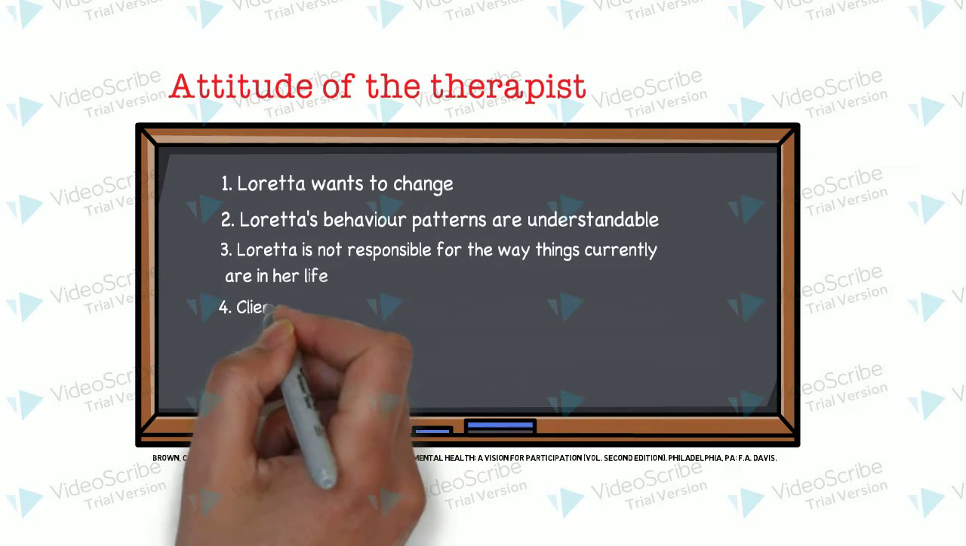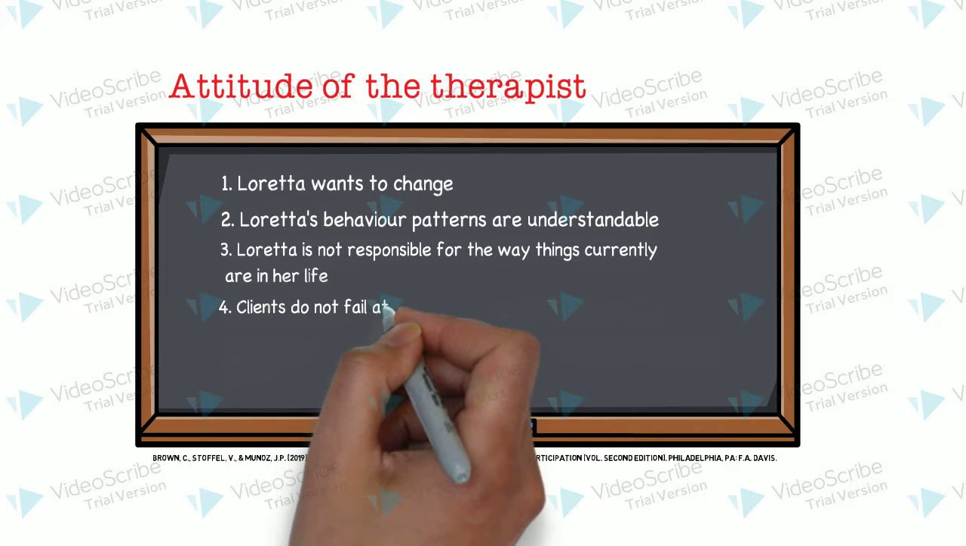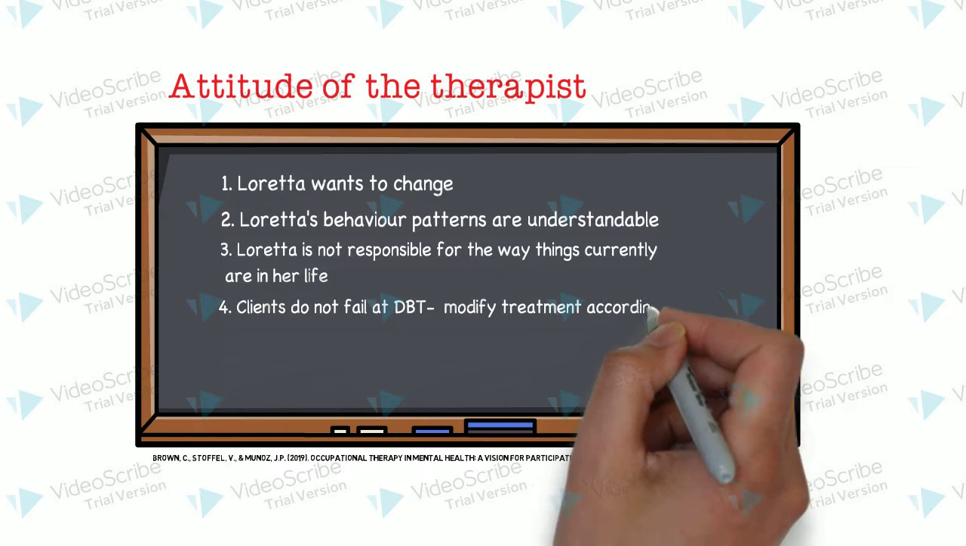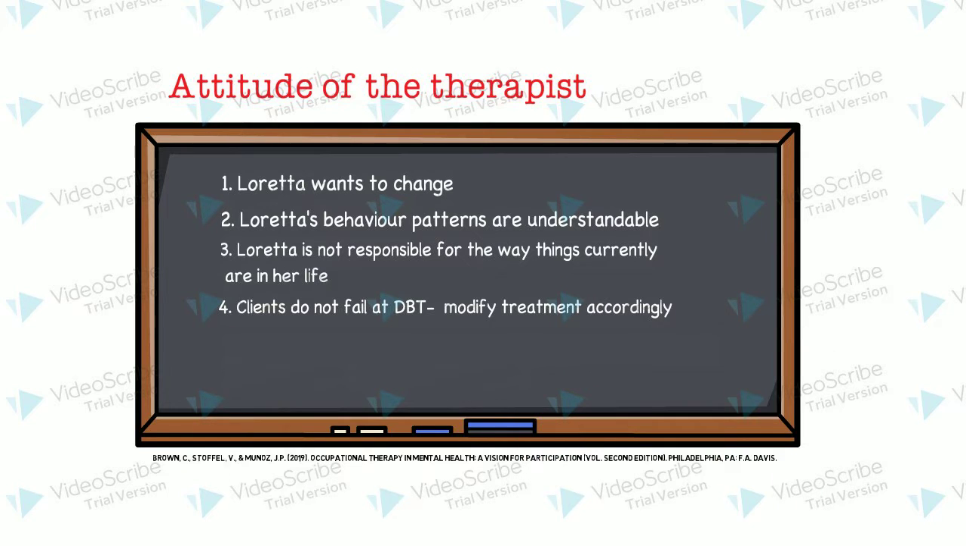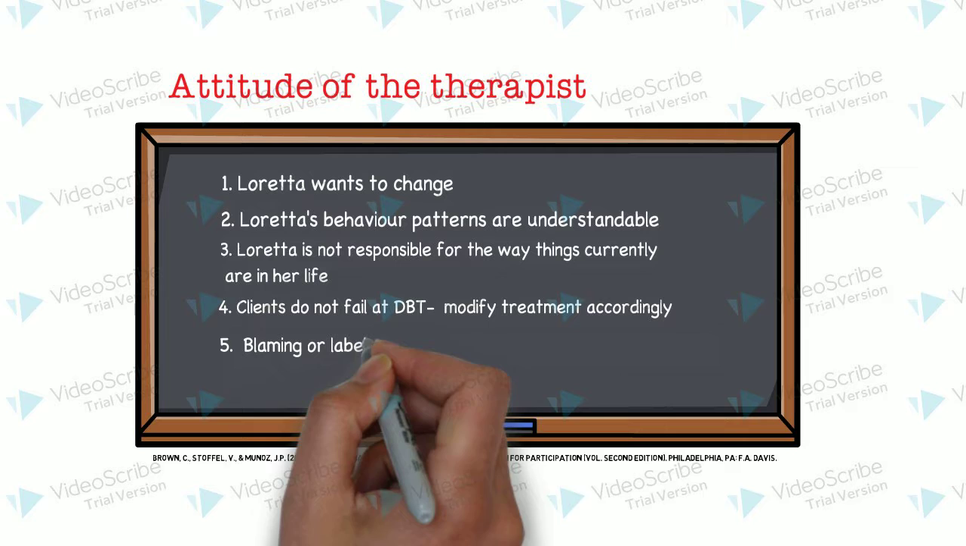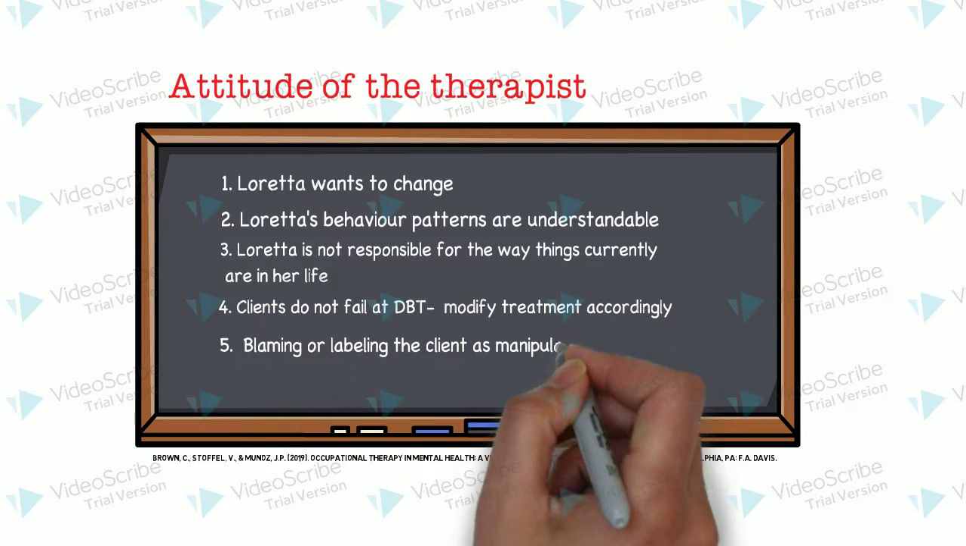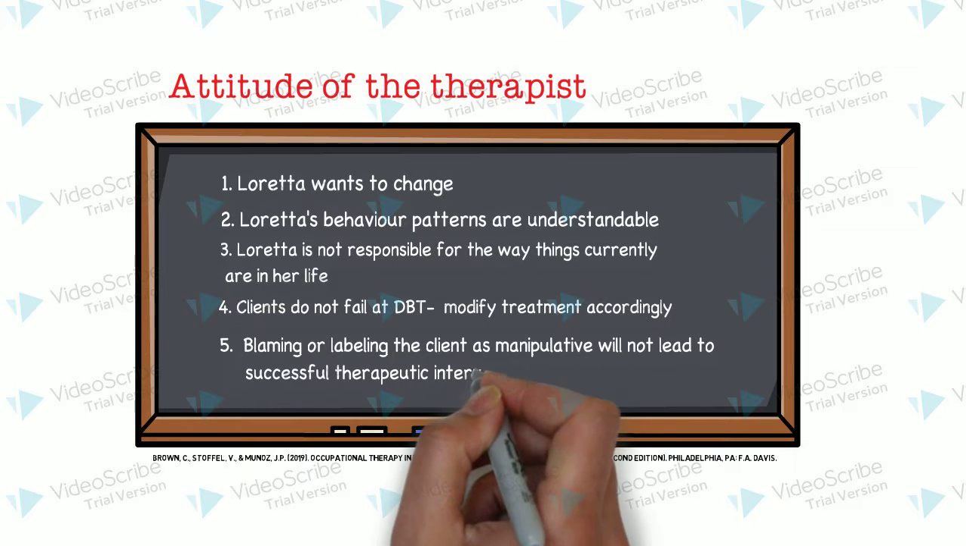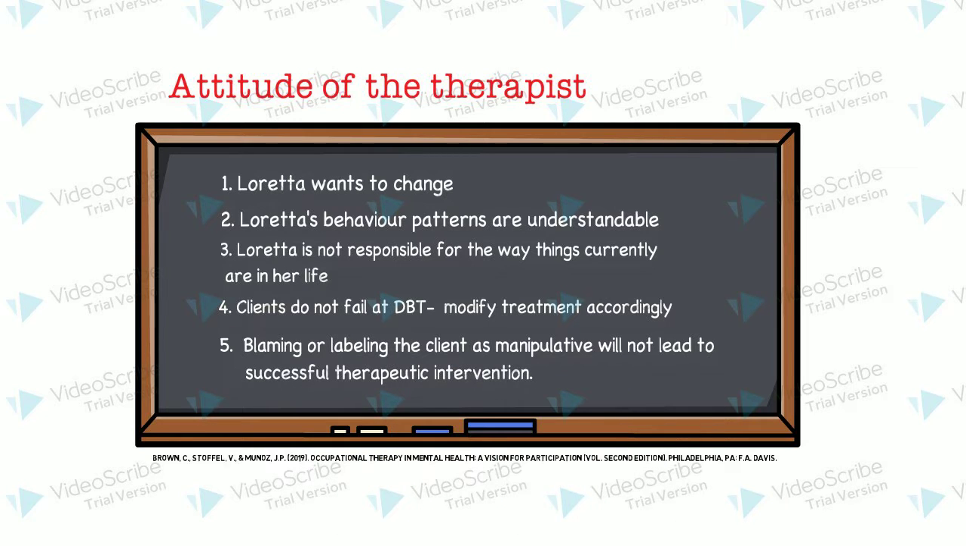Number 4, clients do not fail at DBT. If Loretta's substance abuse problems do not improve, it is the treatment that is failing and needs to be modified. Number 5, although the OT may feel manipulated by the client, blaming or labeling the client as manipulative will not lead to successful therapeutic intervention.